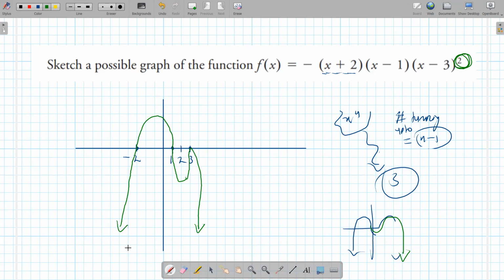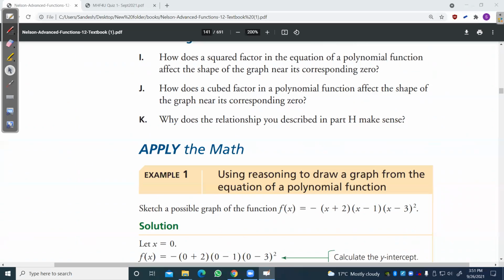That's the sketch. Does it always look like an M? If it's degree 4 and opening downwards, yes. If it's degree 4 and positive, then it's going to look like a W. And if there's no x squared, it just keeps going up, right?